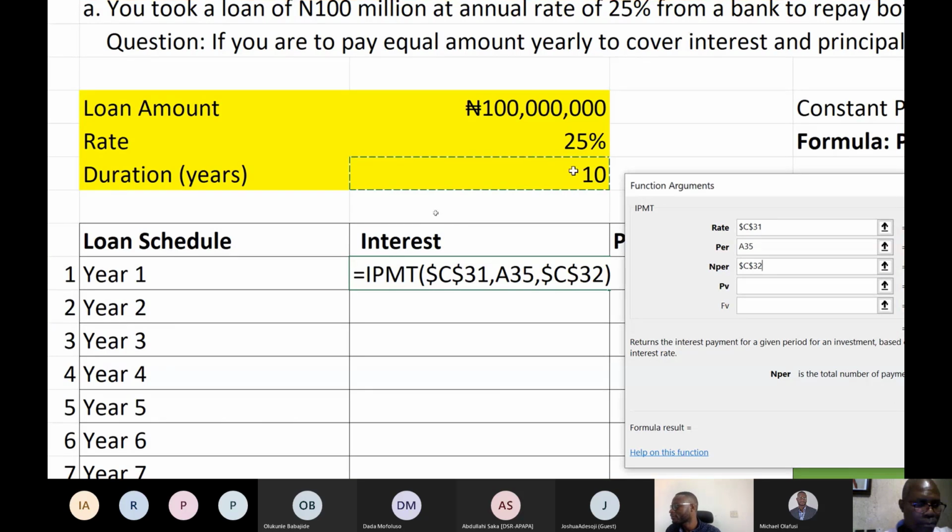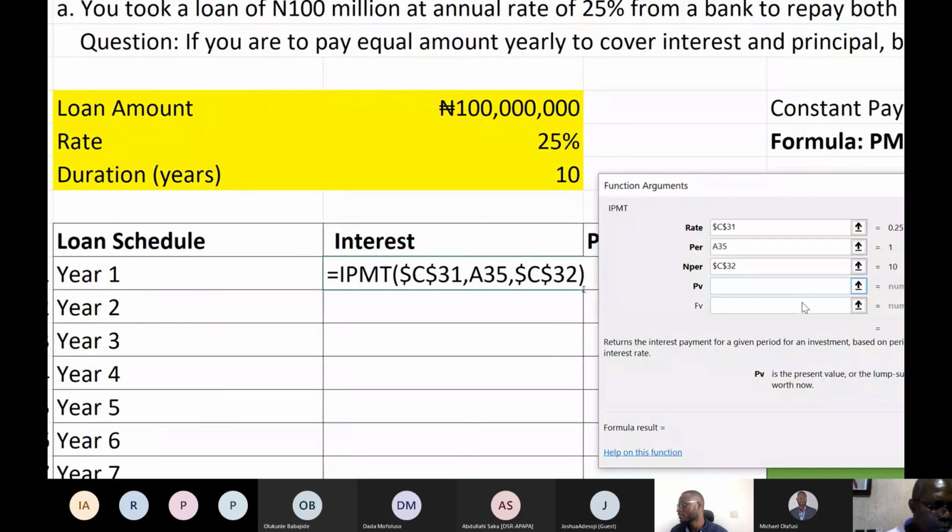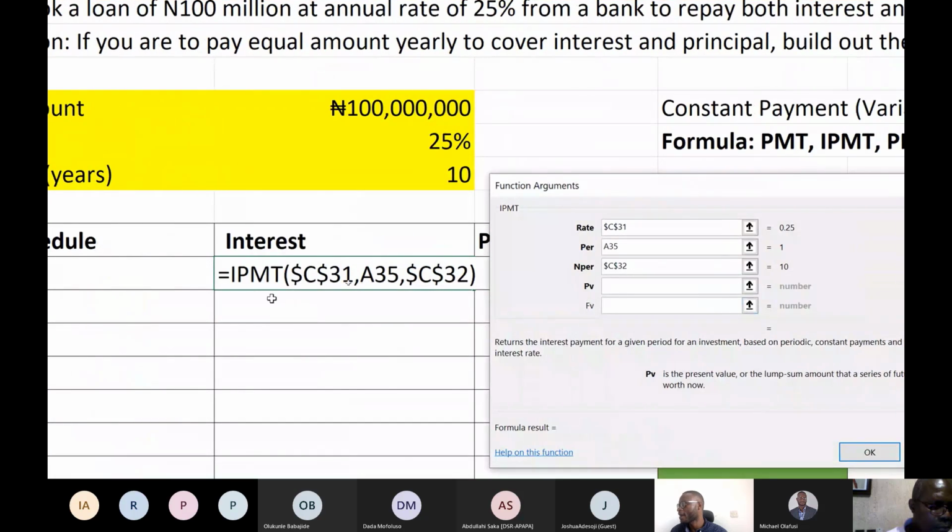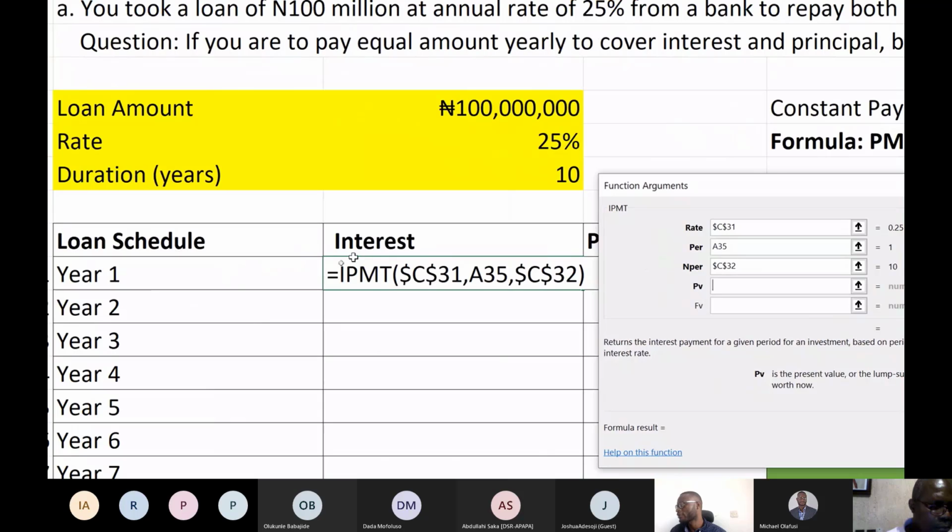The 10 years is always in this particular cell. And then there's the present value. So what is the loan that I was given? So what is the actual loan amount? Okay, because I was given that money ahead, so that should be like I got it, but then it's an obligation that I have to repay.